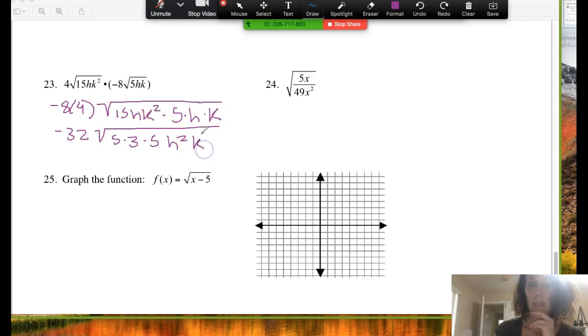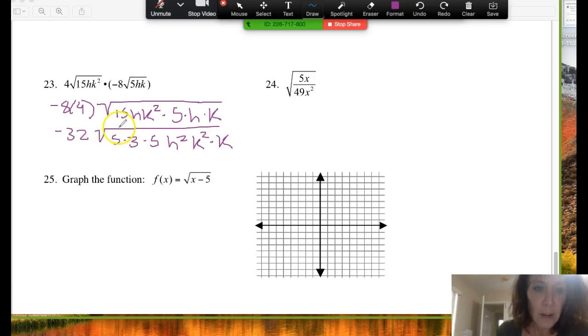I'm going to leave this, instead of writing k cubed, I'm actually going to leave it as k squared times k, because I cannot pull out a k cubed out of the root, but I can pull out a k squared. So with constants, or excuse me, with variables, you want them to be in even exponents so that you can pull them out of the root.